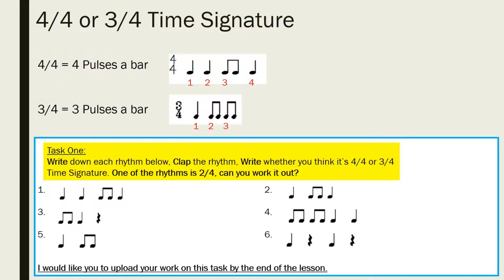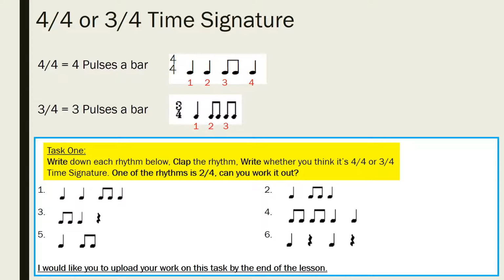The same thing applies with a 3/4 time signature. 3/4 means there are only 3 pulses per bar. So 1, 2, 3. Tea, coffee, coffee, tea, coffee, coffee. 1, 2, 3.